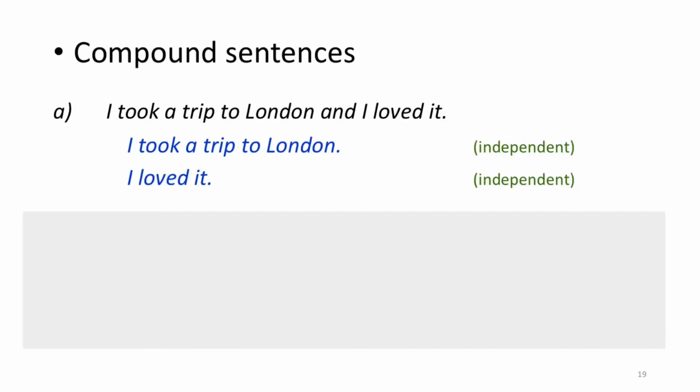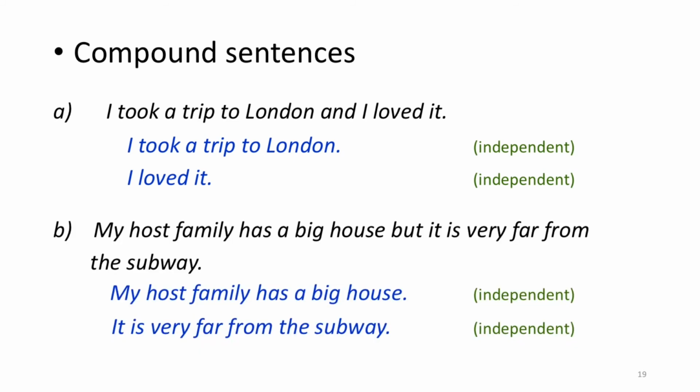So, in the same way as sentence A, sentence B is also a compound sentence. Sentence B consists of two independent clauses. My host family has a big house, and it is very far from the subway. Both of the clauses are independent clauses.